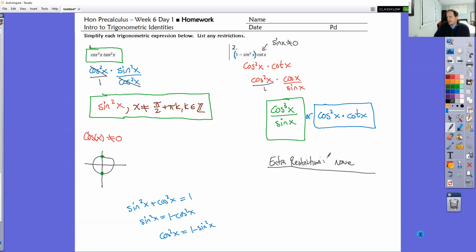Ms. Butler and I do agree on that, and I don't care. I'm standing firm on what I say. I say when we talk about restrictions, we're talking about extra. We're talking about above and beyond the domain already. That's my stance, and I'm sticking to it. Let's move on to number 3.